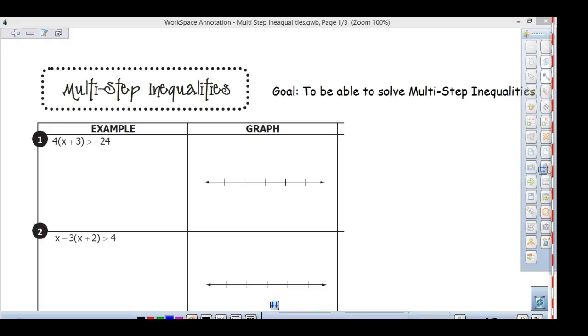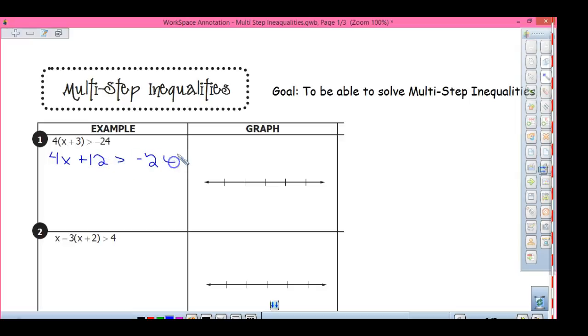All right, so first thing we have to do on this one is distribute. Yep. So I get 4x plus 12 is greater than negative 24.